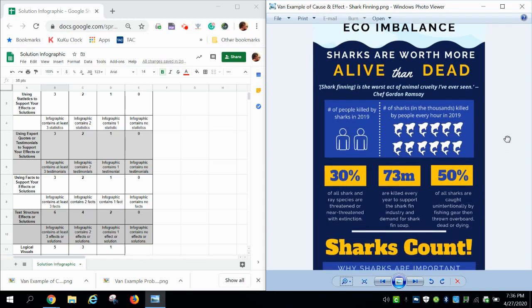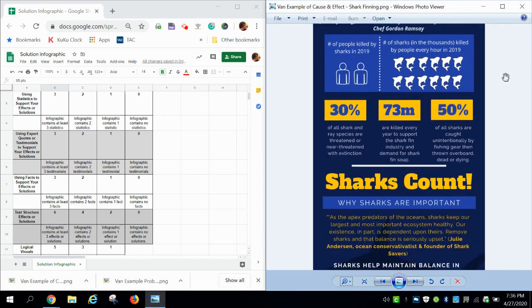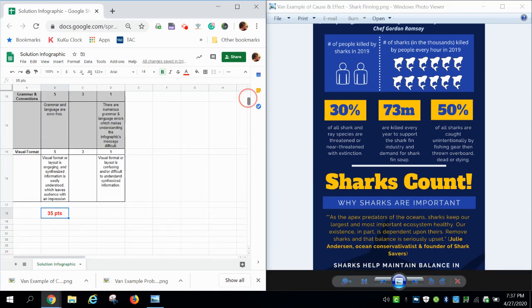And you can actually kind of cross-reference. You can use statistics and facts together. So here you would see that there is a statistic. You know what? There's also a fact here about the statistic. So this person has clearly met the minimum criteria for using facts to support your claims.